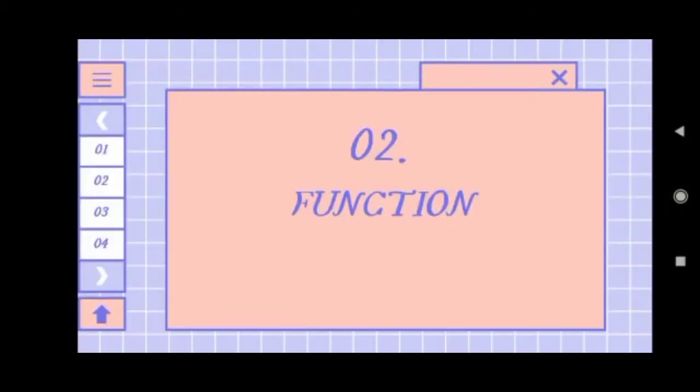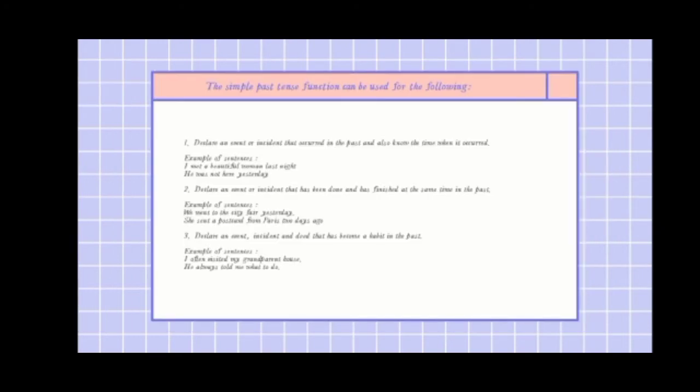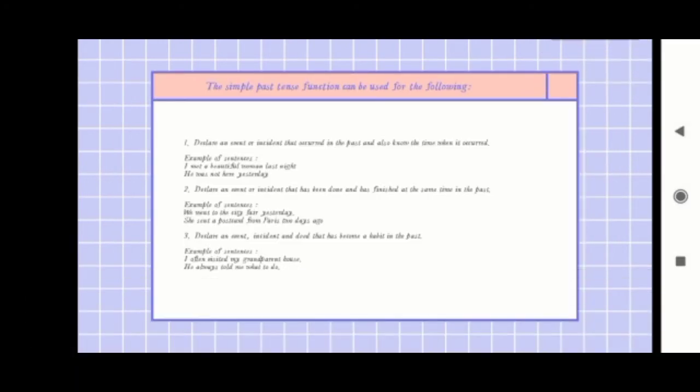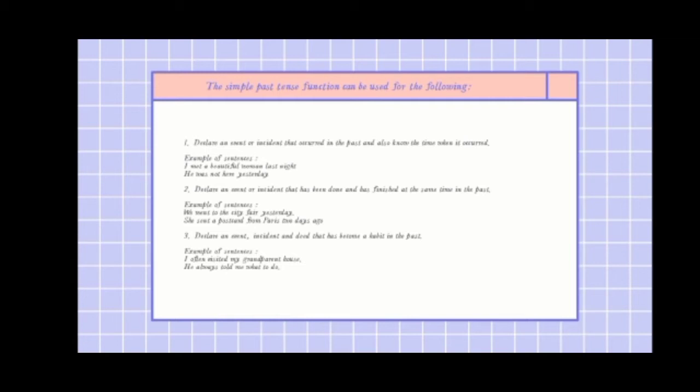My name is Alga Vrimesty, NIM 20033041. I will explain the material about the function of the simple past tense. The simple past tense function can be used for the following. First, to declare an event or incident that occurred in the past and when the time it occurred is known.